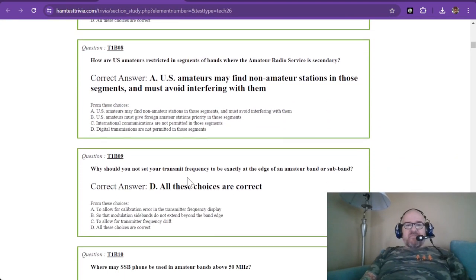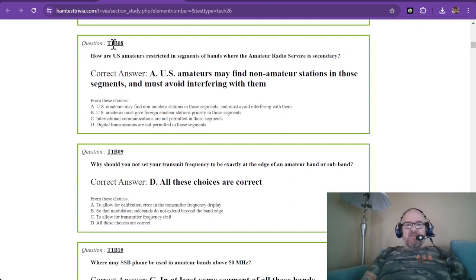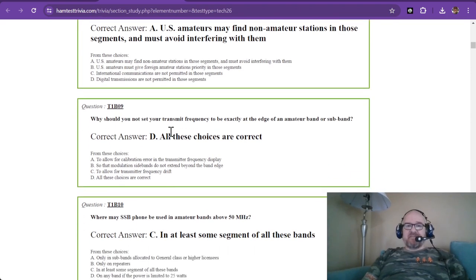So we're now on technician element one, subelement Bravo. Question number 8. How are U.S. amateurs restricted in segments of bands where the amateur radio service is secondary? U.S. amateurs may find non-amateur stations in those segments and must avoid interfering with them. Technicians shouldn't have access to those secondary bands, which are 30 meters and 60 meters. Those are two that immediately come to mind when we think about sharing those particular frequencies.